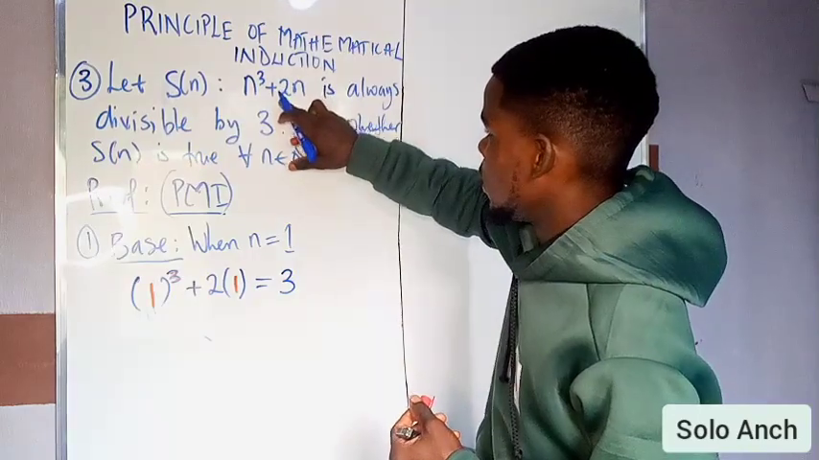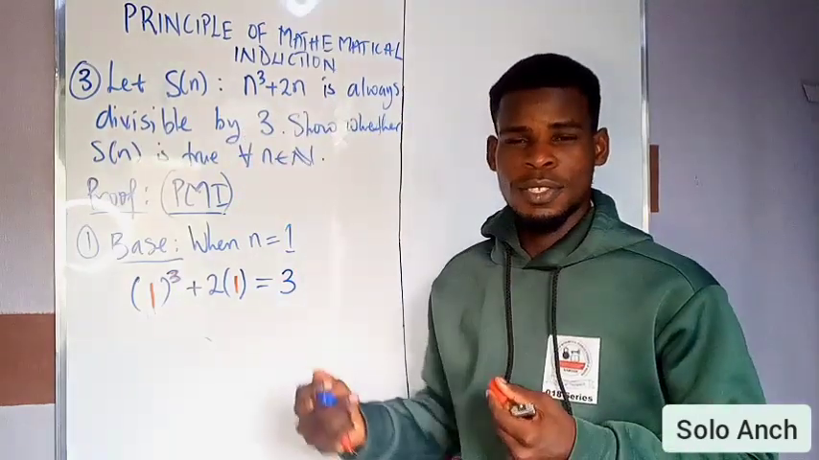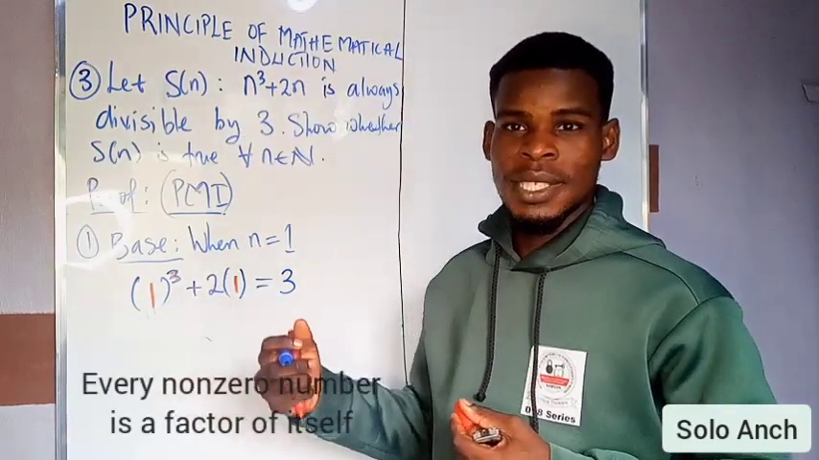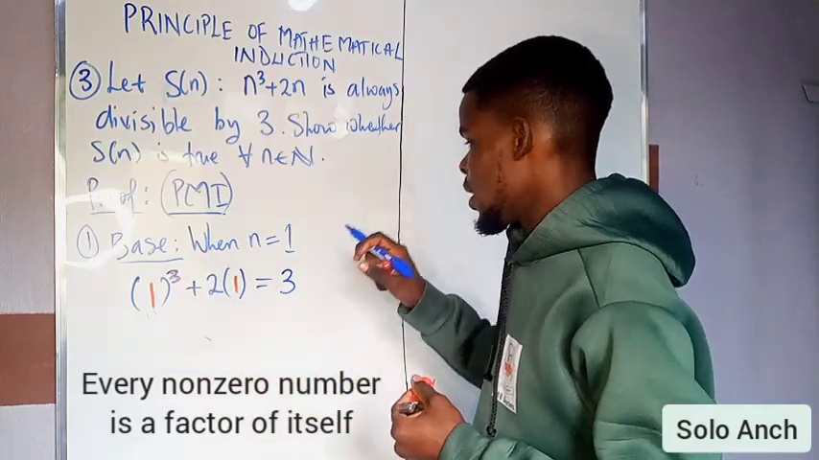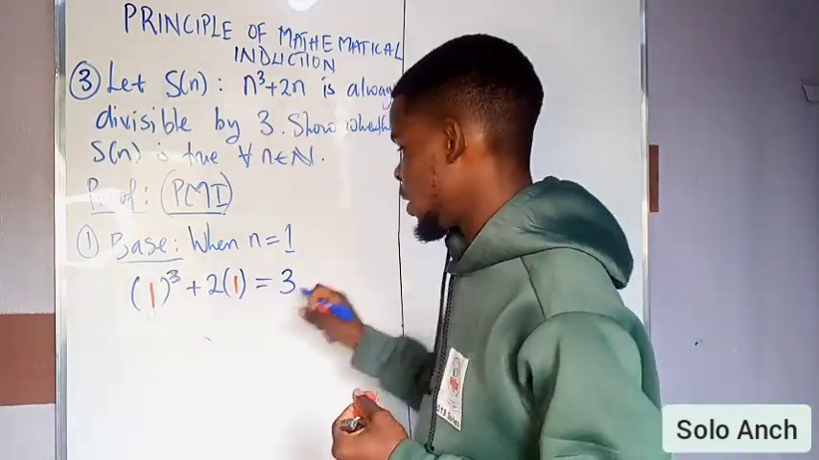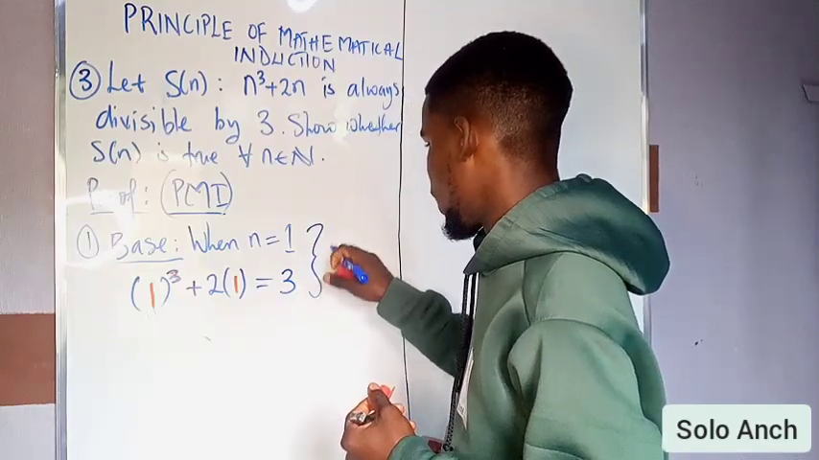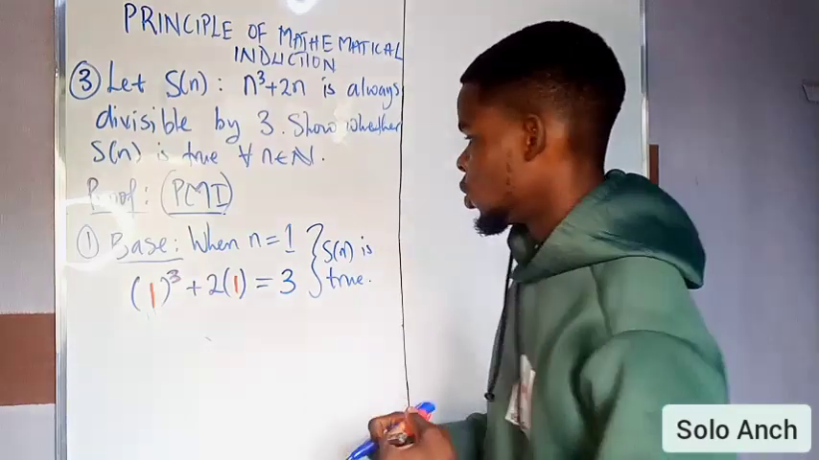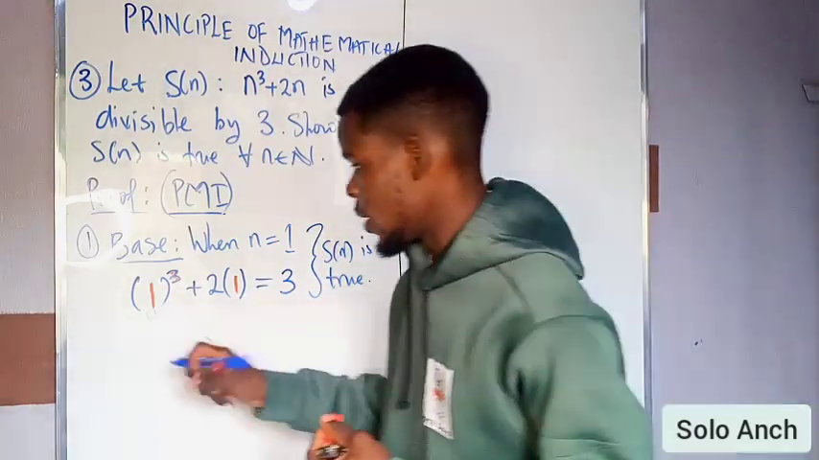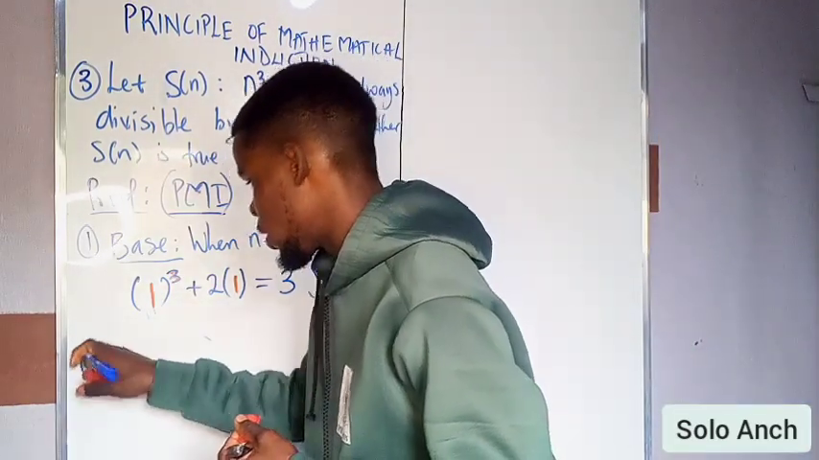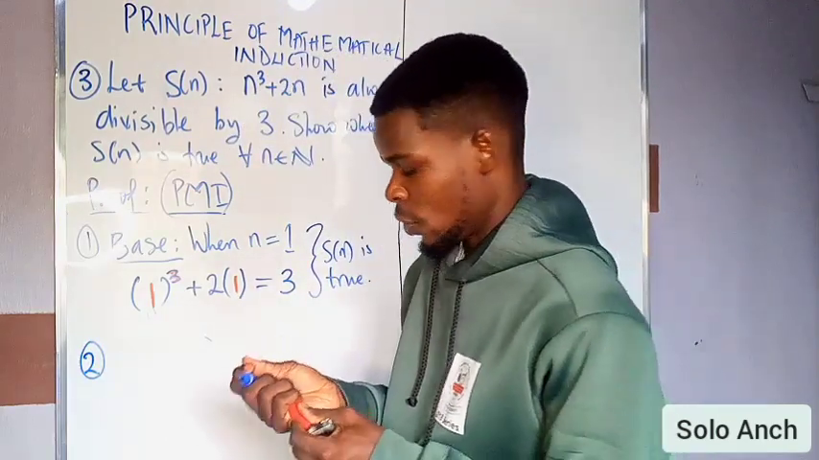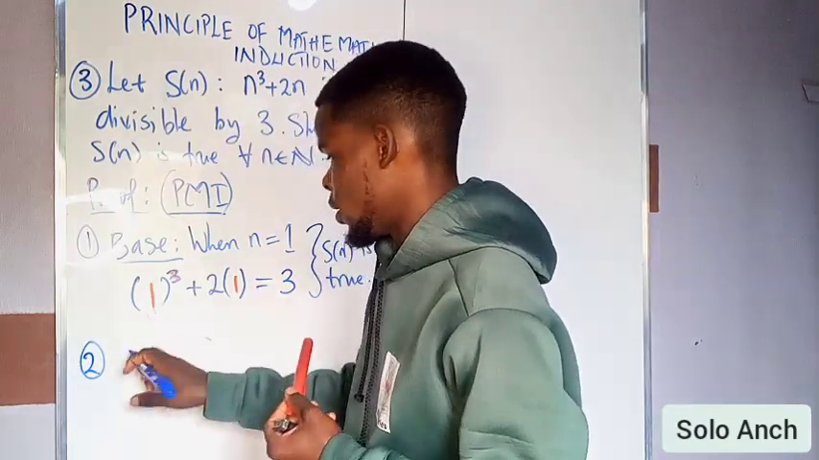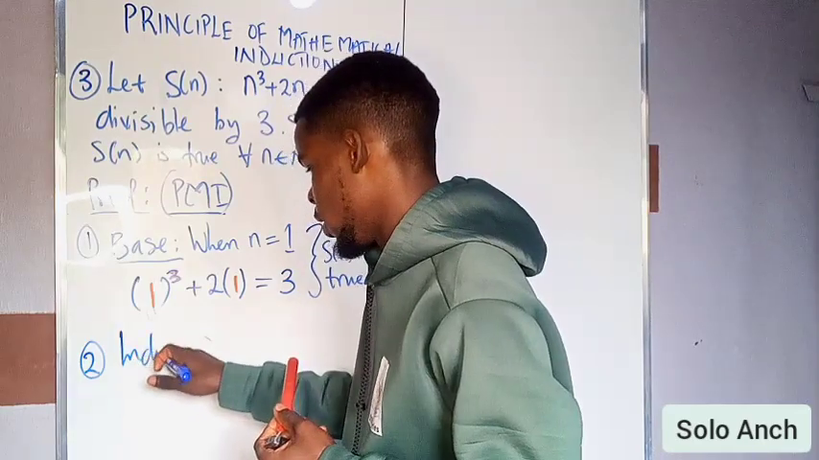Is 3 divisible by 3? Of course it's true. Every number is a factor of itself. So that means this is 3, and 3 is divisible by 3, so that statement is true from here. So we can say S of n is true, considering the base case. That's the verification step. Alright, let's go to the second step, that's the induction. We're going to assume and then check. So we do an induction.